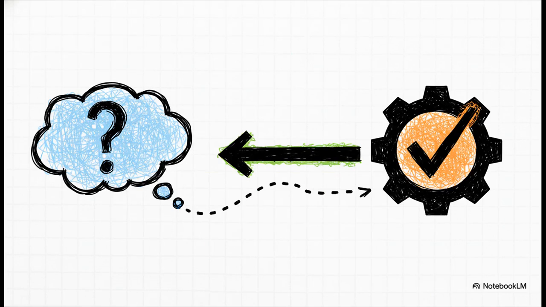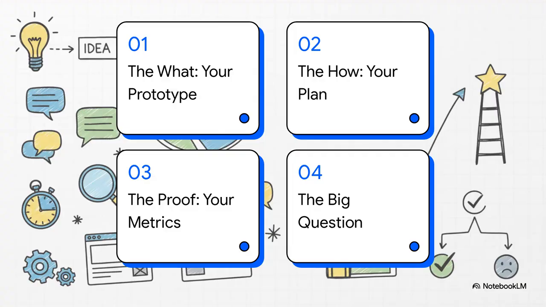Well, that's exactly what we're going to cover. We're going to walk through a really simple but super powerful framework to take you from that shaky what-if stage to the rock-solid confidence of what works. So here's our game plan. It's 4 simple steps. First, we'll cover the what, which is your prototype. Then the how, your actual testing plan. After that, the proof, which is all about the metrics. And all of that leads us to the grand finale, the big question.